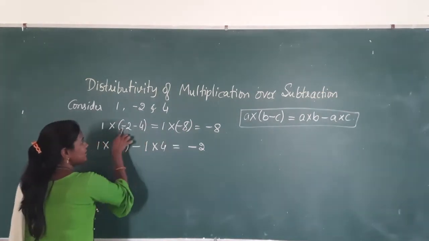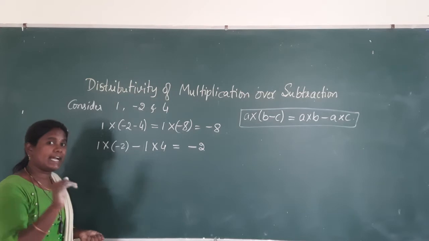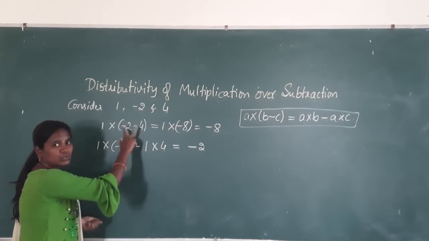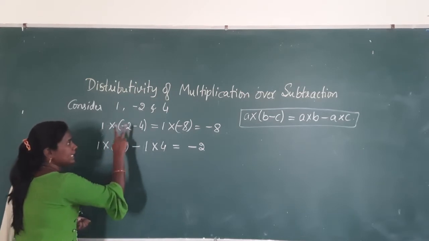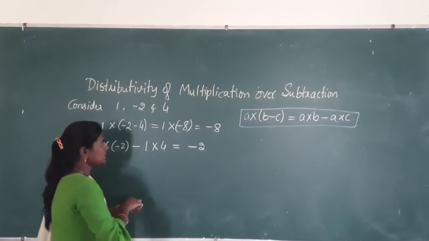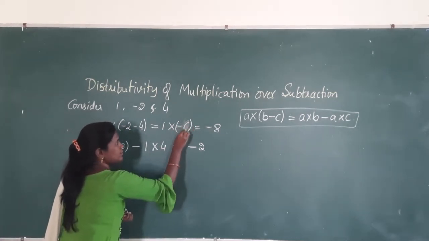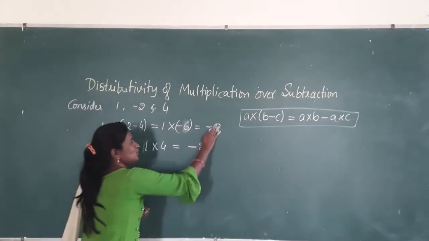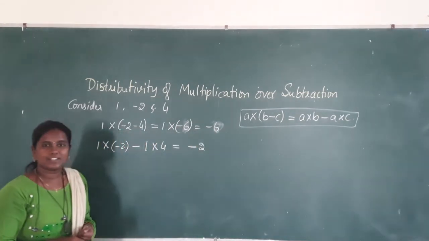It is not 8. You should not multiply. Sometimes it happens that you multiply these two. No. When both are carrying same sign, add. 4 plus 2, it is 6. So this is 6. So 1 into 6 it is 6, minus 6.